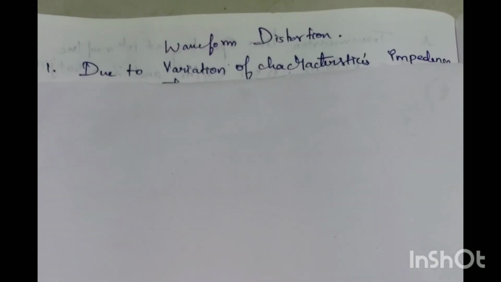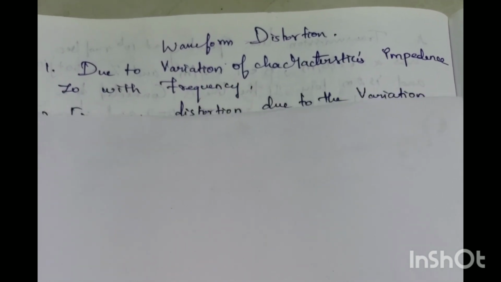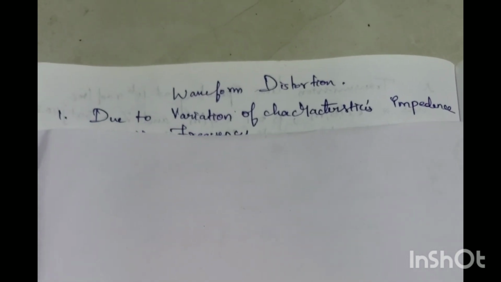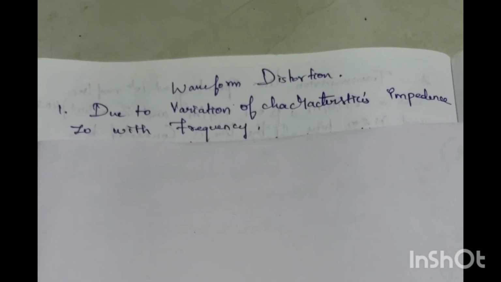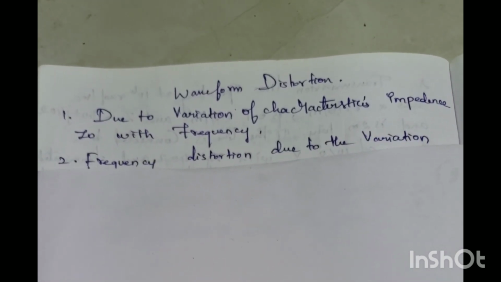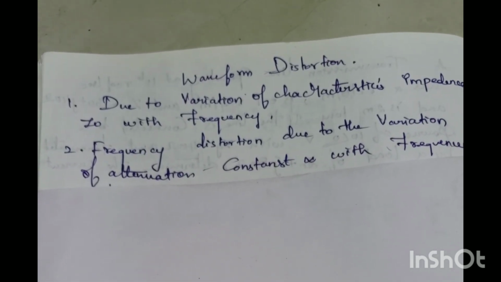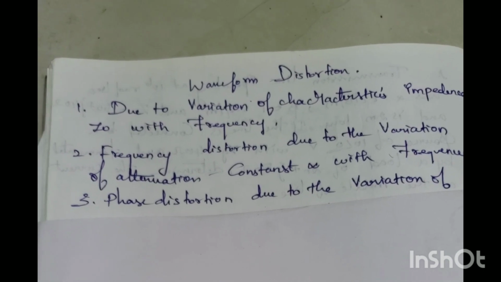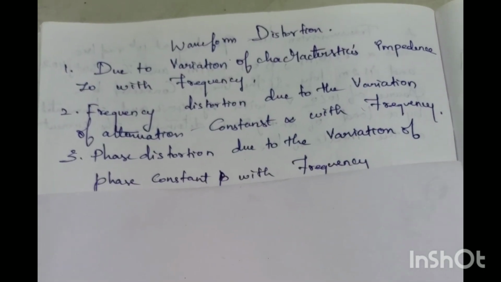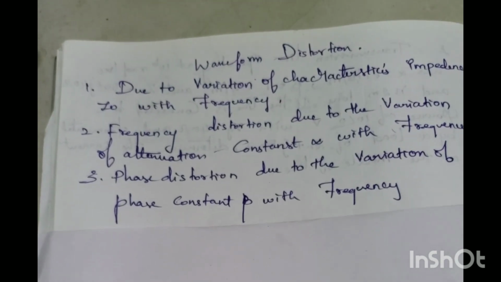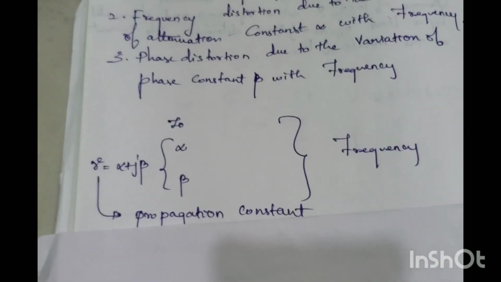Hi, today's topic is wave distortion, and we have three types of distortion of waves. The first is due to a variation of the characteristic impedance, that is Z naught, then we have frequency distortion, a variation with attenuation, that is alpha, and then a phase distortion due to a variation of phase constants that we call beta, and then we have gamma.